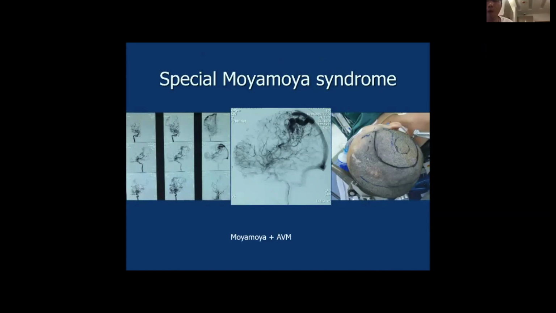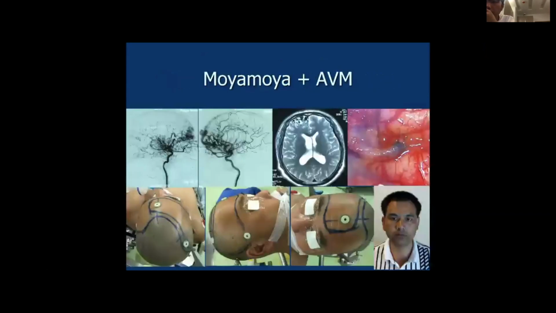We also have some special Moyamoya syndromes like this. This is Moyamoya disease combined with AVM. This is another case, Moyamoya combined with AVM. So this is the final result of this patient. I removed the AVM and did the bypass in the same session of the operation.